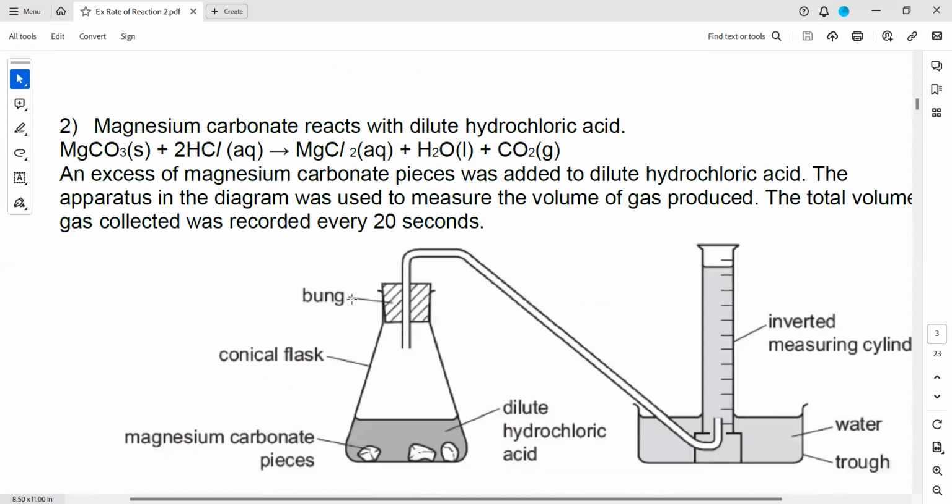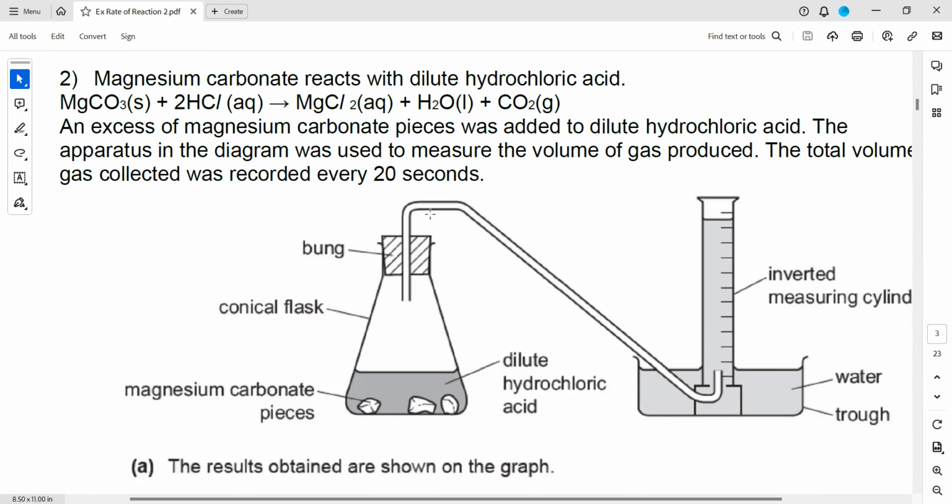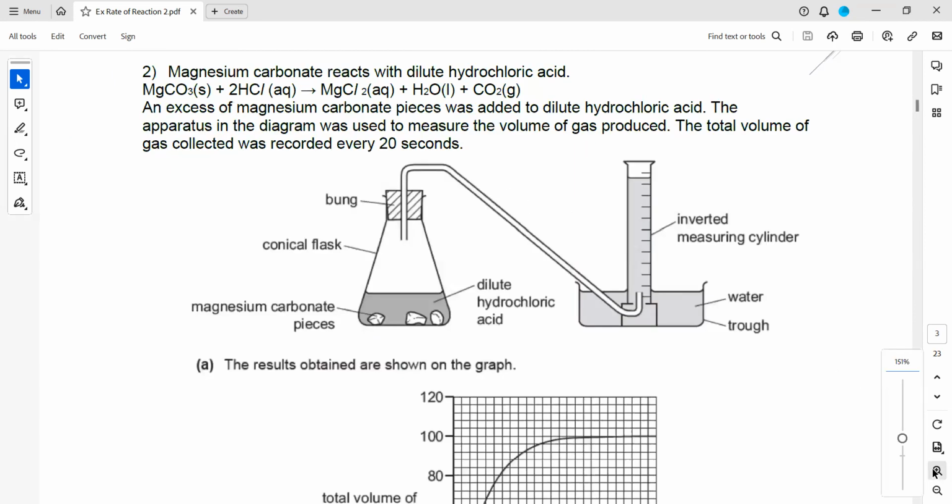The next is magnesium carbonate reacting with hydrochloric acid. So you can see the state symbols. Magnesium carbonate is solid, hydrochloric acid is aqueous, giving magnesium chloride aqueous, water and carbon dioxide. Whenever a gas is given off, there are different ways to measure the rate of reaction. We can collect the volume of gas given off.